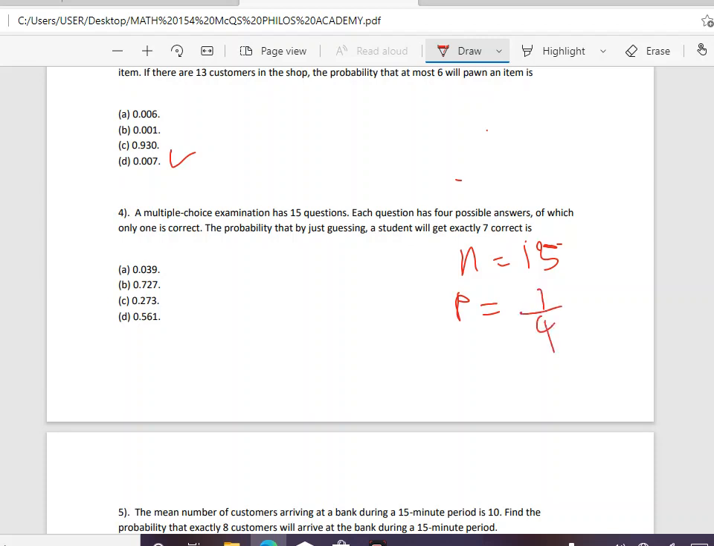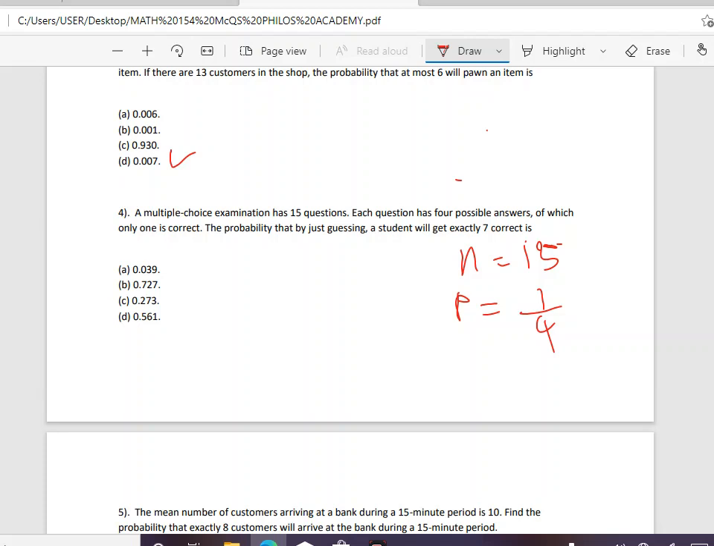Do you know why? The reason is you have 4 possible answers, right? And only one is correct. So the number that is correct divided by the number of possible answers is 1 divided by 4. So that's your p, the probability of one success, 1 over 4.